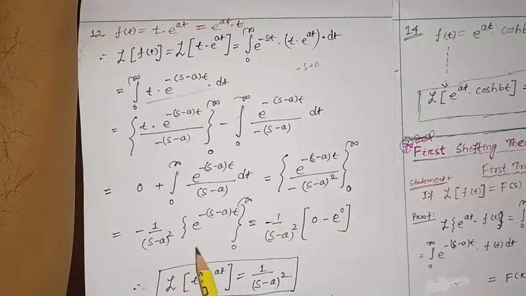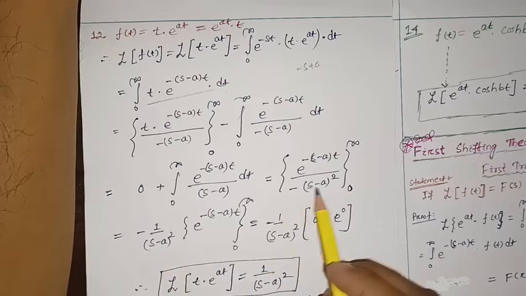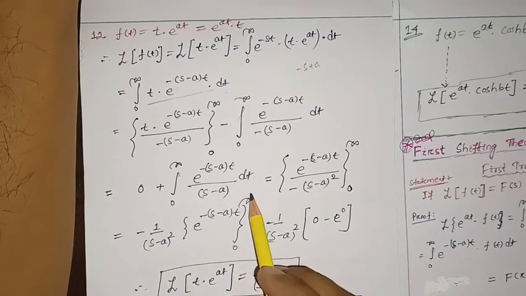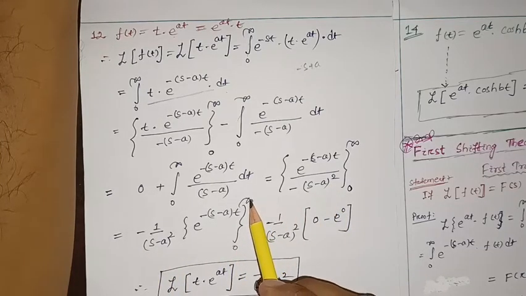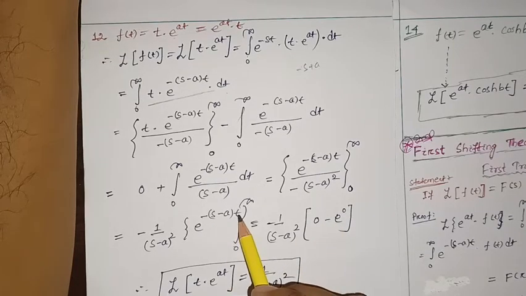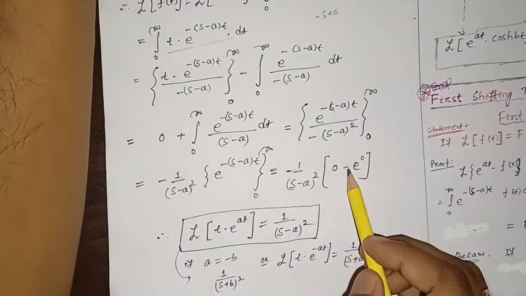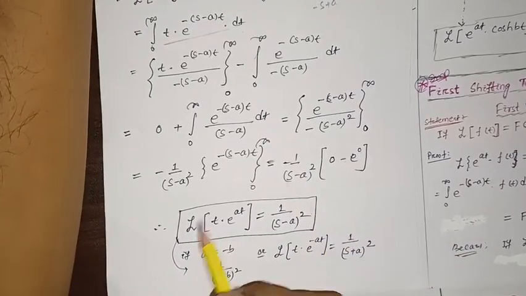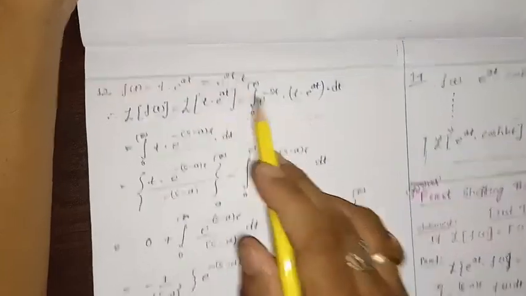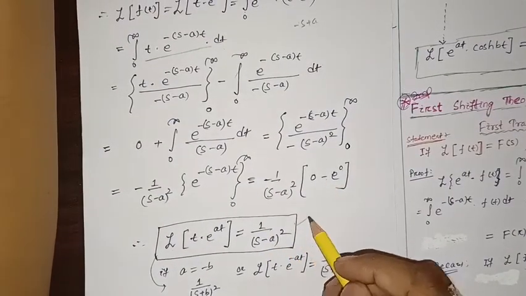The second term will be, here I substituted, minus 1 by s minus a square taken outside, 0 to infinity. So first you put infinity, the value will be 0, minus 0 if I put 0 instead of t, it will be 1. So minus minus plus, we found Laplace transform of t into e to the at will be equal to plus 1 by s minus a whole square.